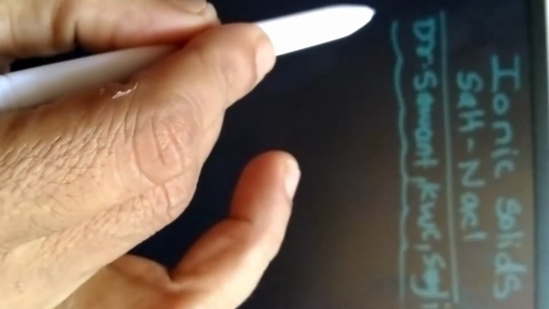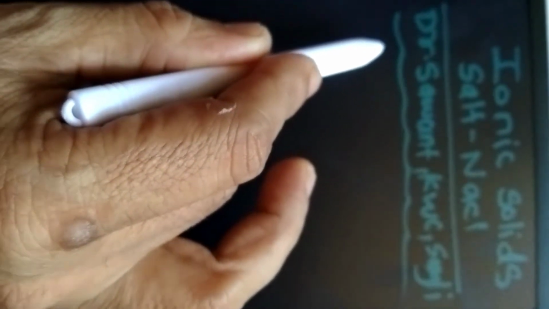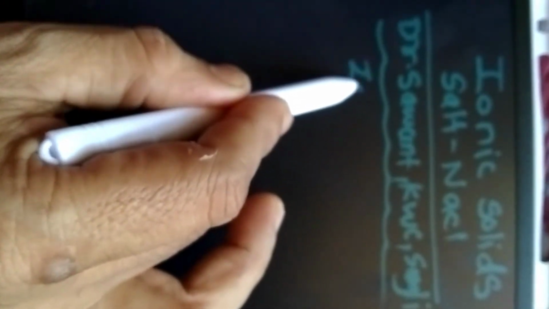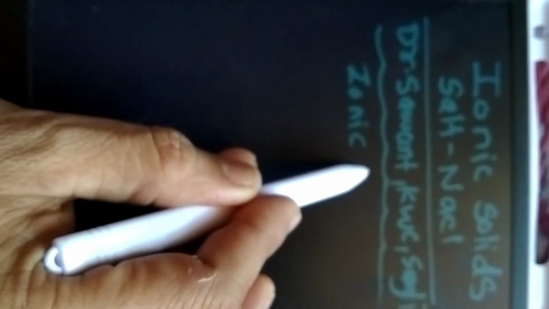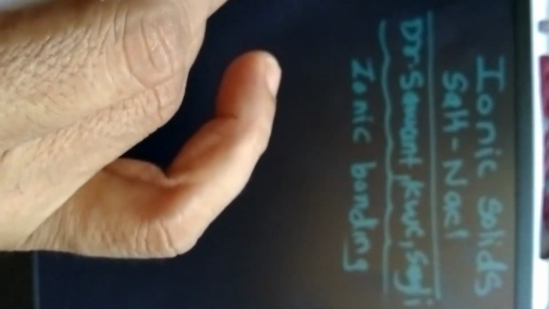Students, today we'll learn what ionic solids are, how they are formed, and what their crystal structures are, taking the example of the salt NaCl. Ionic solids are formed on the basis of ionic bonding. Ionic bonding is the central idea about their formation. So, how does ionic bonding take place?